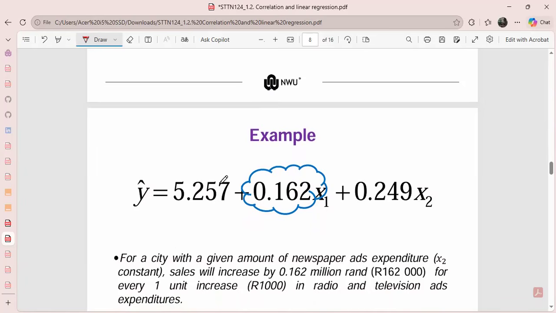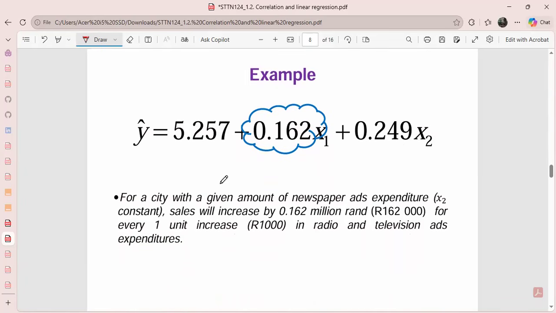Then when it comes to the part of 0.162, remember what I said? There will be an increase. There will be an increase in which value? That's 0.162, because it is positive. If it was negative, then we'd see that there will be a decrease in that value.